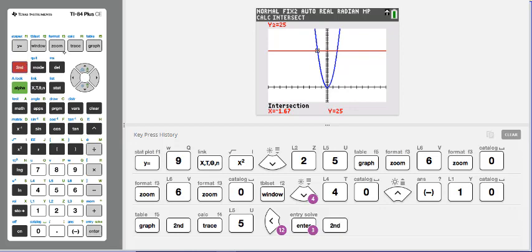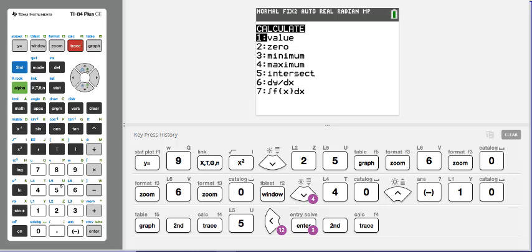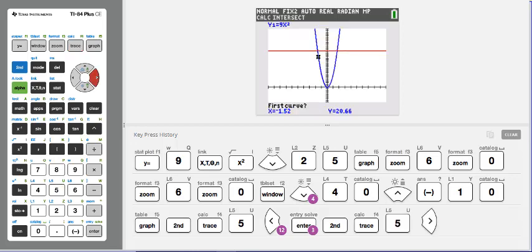Second trace again. Hit number 5. Now I'm going to move it over. This time, as I'm progressing, I'm going to leave it underneath, because it's going to run into it. I want to always make sure that I'm running into it. That's just something that I do. You get it close to it, it'll find it. So enter, enter, enter, and I get positive 1.67.